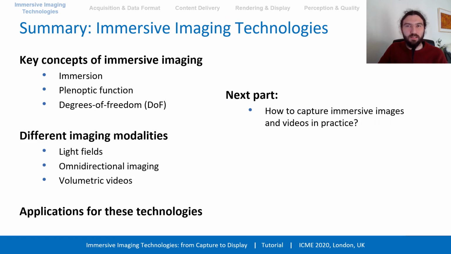To summarize, in this part, we've discussed the key concepts about immersive imaging, such as the concept of immersion, the plenoptic function, and the degrees of freedom definitions. We've also introduced different imaging modalities, such as light fields, omnidirectional imaging systems, and volumetric video systems. And we've mentioned the various applications for these technologies. Now that we've presented the theoretical concepts, we will see in the next part how to capture immersive images and video in practice. This concludes the first part of this tutorial. Now I give the floor to my colleague Martin for part 2, and thank you for listening.